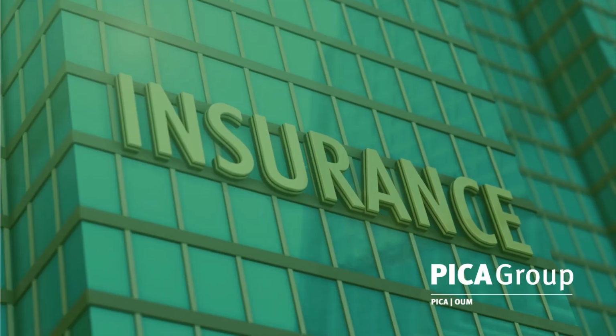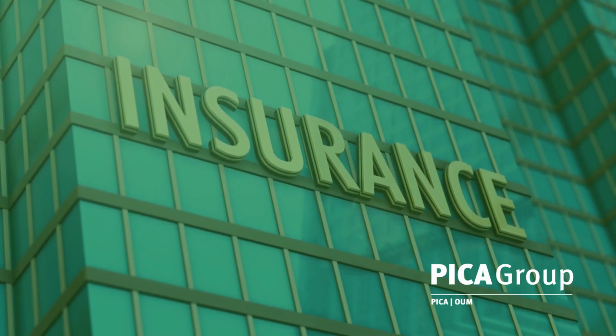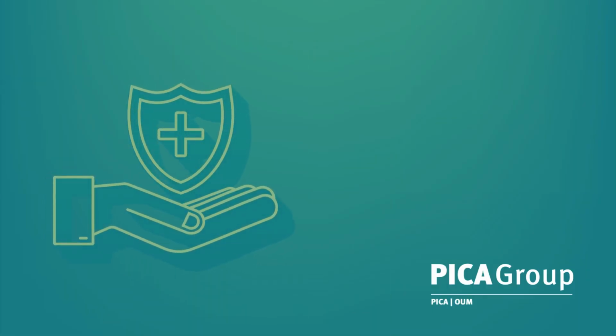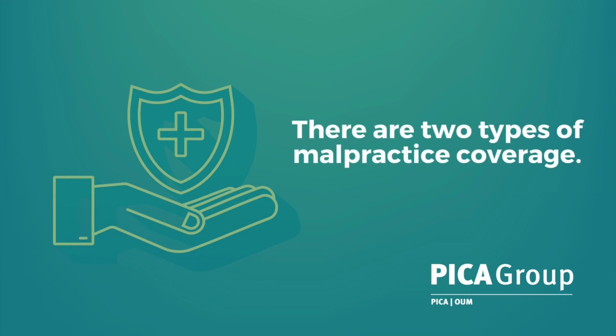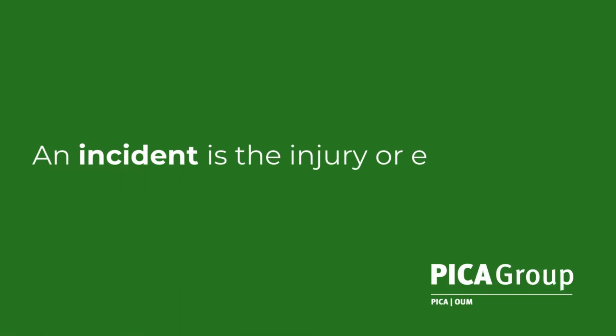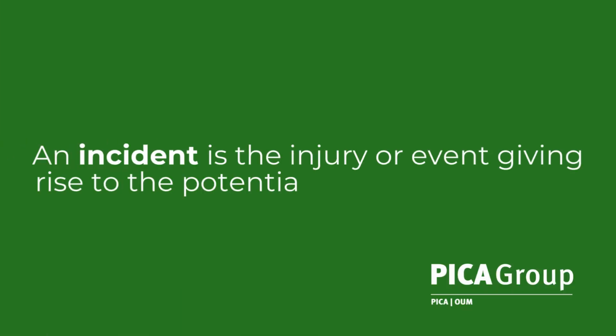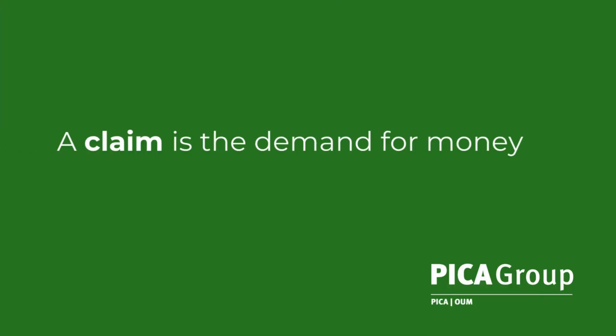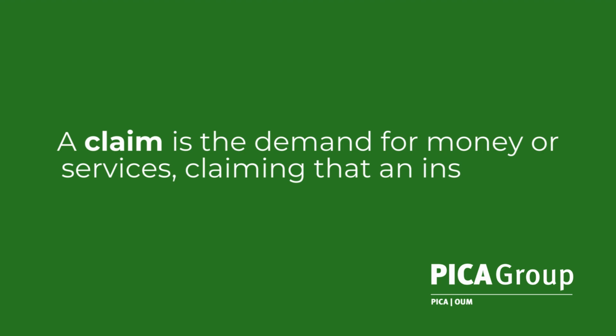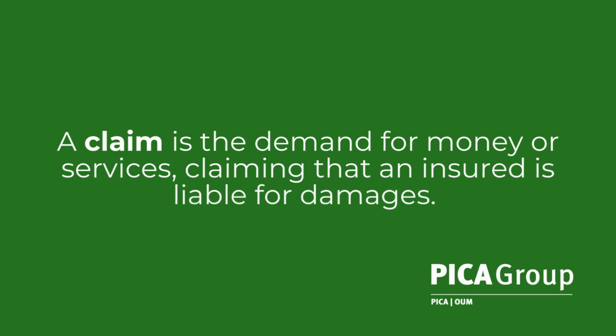Understanding the differences between the claims-made and occurrence coverage does not have to be difficult. Here we will provide an explanation and examples of the differences between the two types of malpractice coverage, but first, a few definitions. An incident is the injury or event giving rise to the potential malpractice action. A claim is the demand for money or services, claiming that an insured is liable for damages.